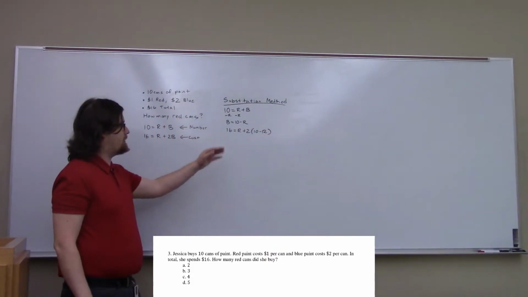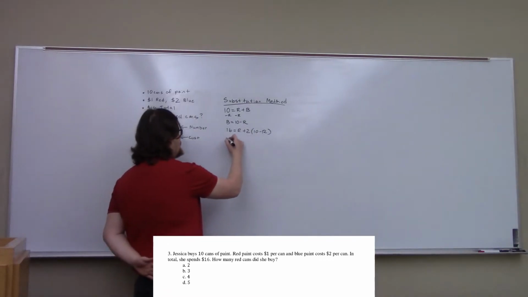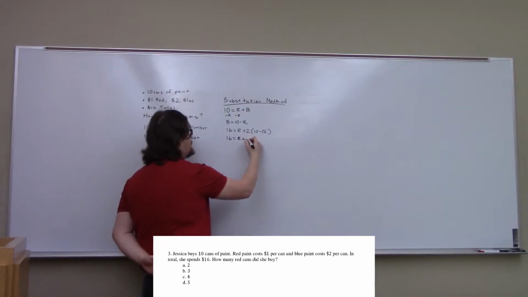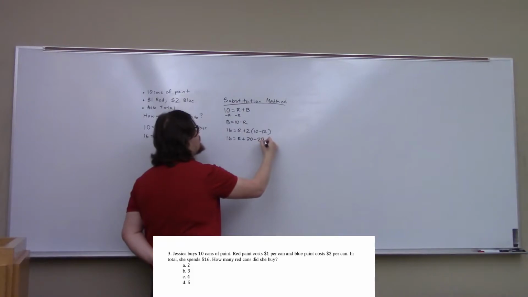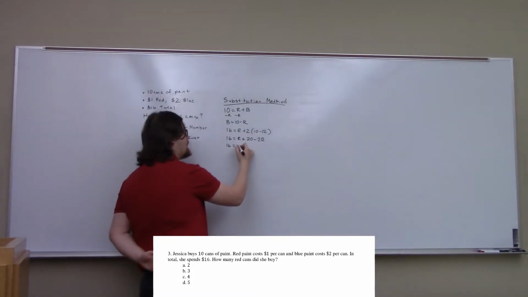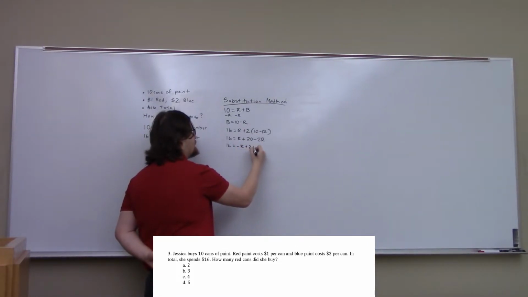Now I need to simplify this equation. So we have 16 is equal to r plus 2 times 10, which is 20. 2 times negative r is negative 2r. Again, simplify one more step. 16 is equal to r minus 2r, which is going to give us negative r plus 20.